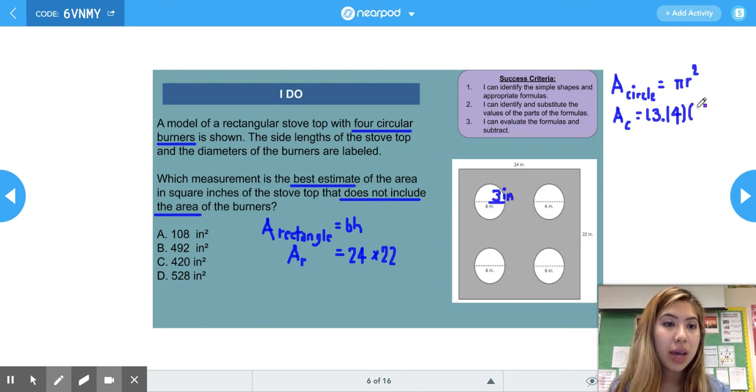So we're going to multiply 3.14 times 3 squared. According to order of operations, I have to do the exponents first. So 3 squared is the same thing as 3 times 3, which is 9. So we have 3.14 times 9.